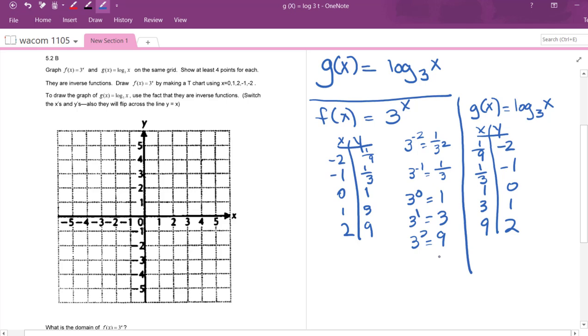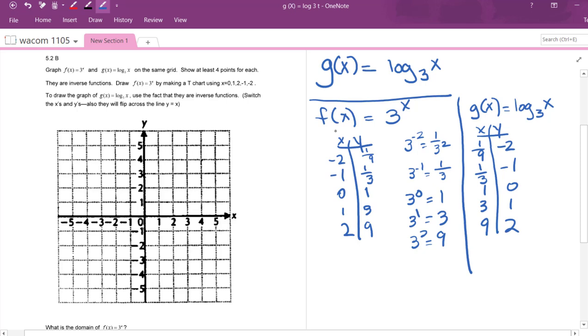Now, I noticed in some of Miss Allen's videos that she used change of base instead. It's a different approach, just two different approaches. But I always tend to go with draw the exponential first and then just use the property of inverse and switch the x's and y's. So you need the table to do that. All right, let's graph them on the same grid.